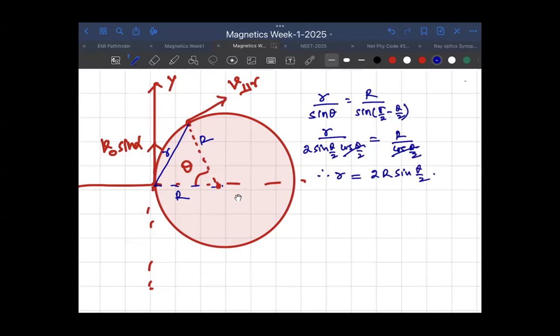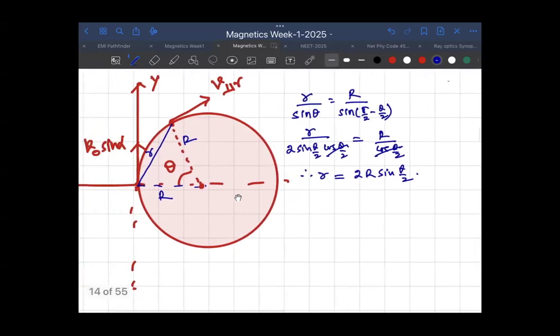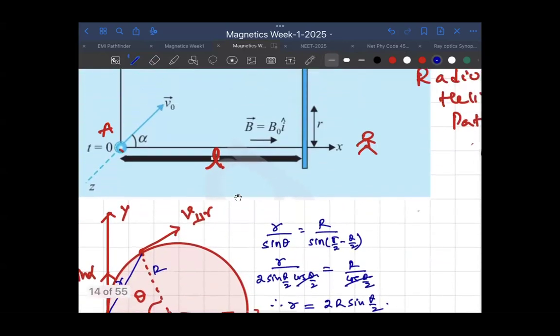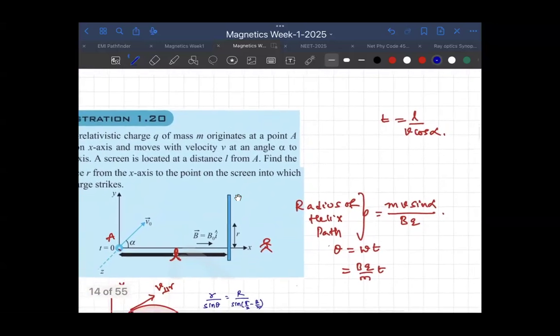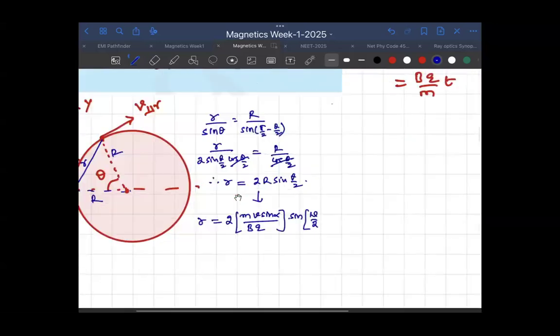Sir, you have given too much data. No, I haven't given too much, this is the correct data. So R is m v perpendicular by Bq, that is m v sin alpha by Bq. So r is 2 m v sin alpha by Bq times sin theta by 2. Theta by 2 means omega by 2 times t. t I have already written here: t is L by v cos alpha.